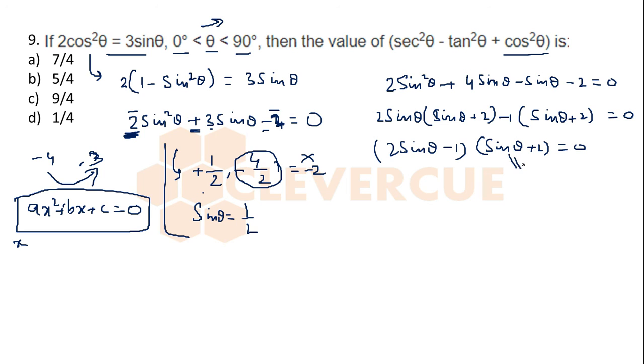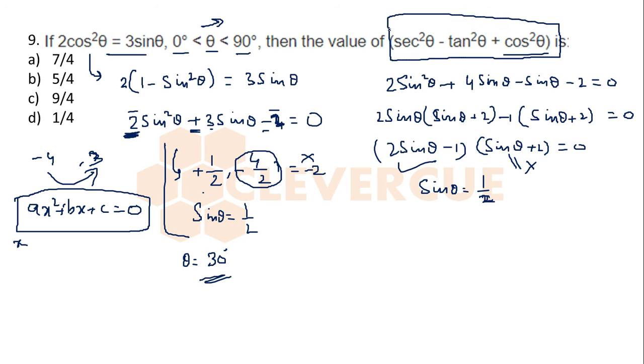Since this cannot be possible, you have to consider only this. So the value of sine theta will be equal to 1 by 2. In both the cases, you will be getting 1 by 2 itself. So if sine theta is 1 by 2, the value of theta will be equal to 30 degrees. Now substitute this 30 degrees in our given equation.